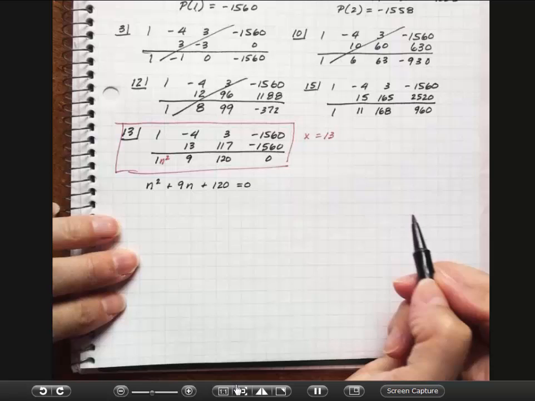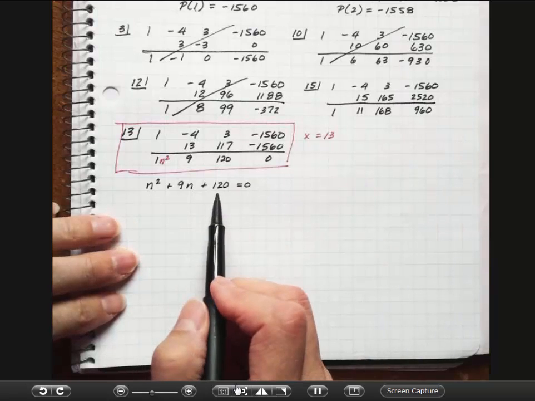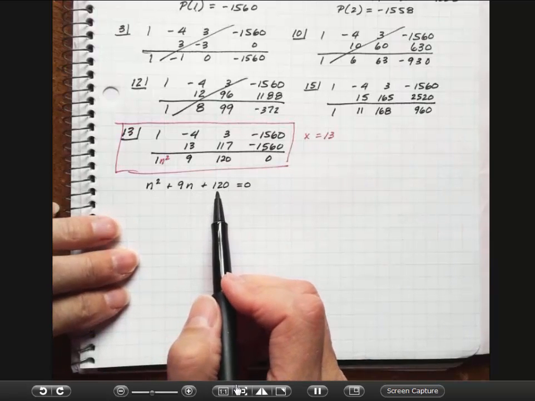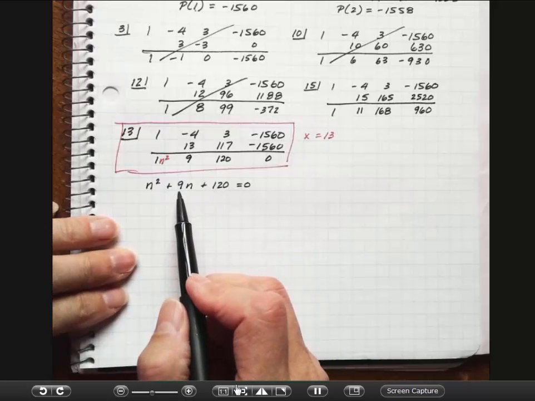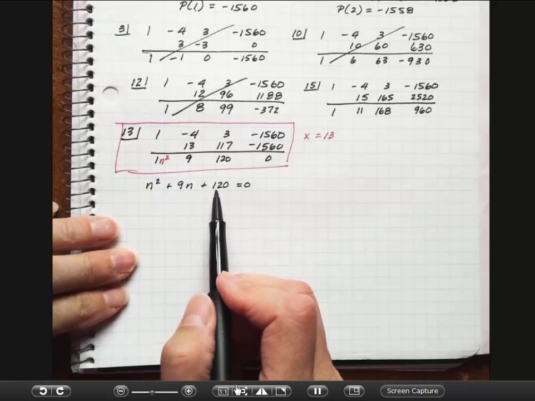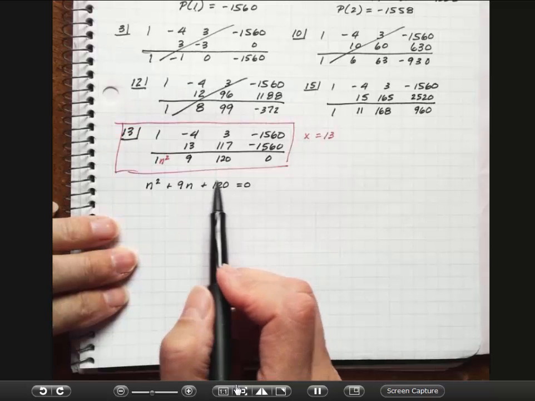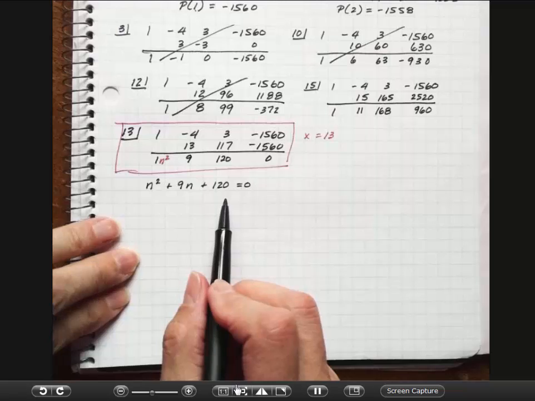Equals 0. I'm first going to see if I can factor. I'm looking at factors for 120. They're going to add up to 9, and I'm thinking of 10 and 12. That's not going to work. 2 and 60. That's not going to work. So it doesn't look like there's any factors of 120 that add up to 9.